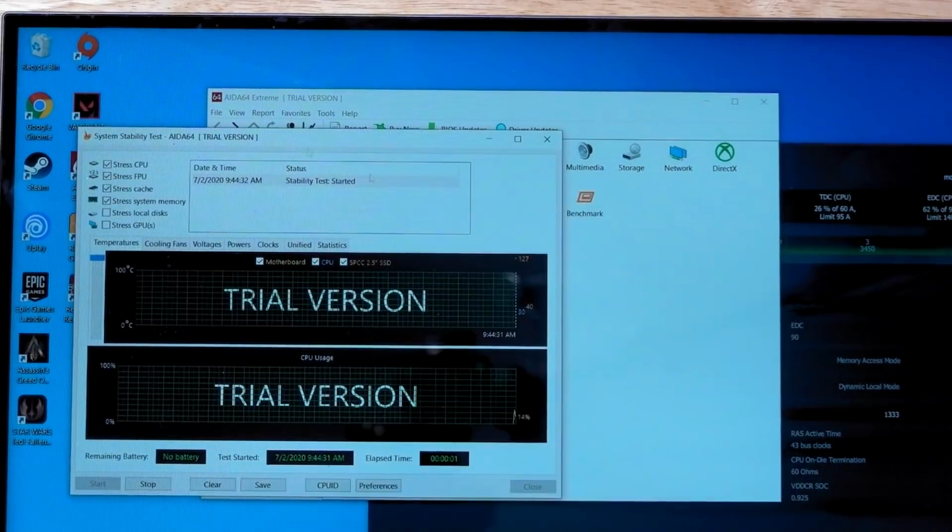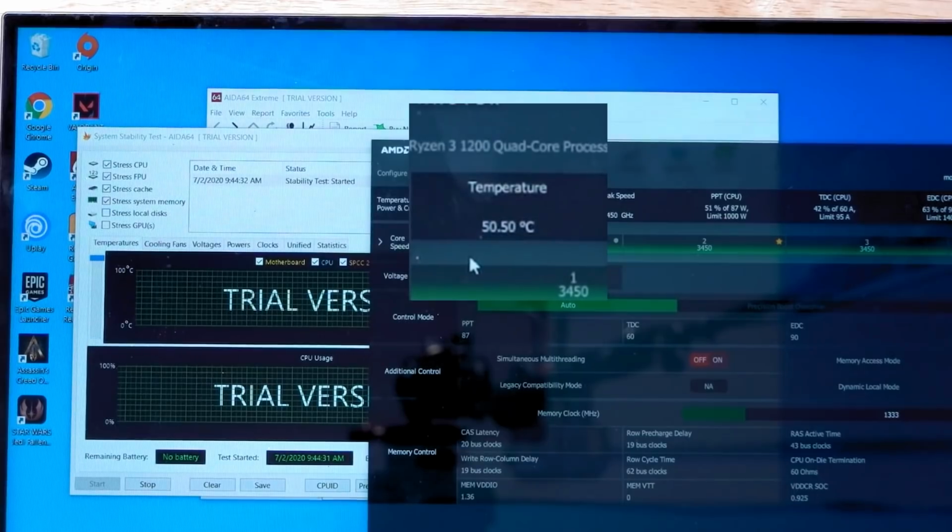We're gonna peg it to 100% and just watch these temperatures over the next 10 minutes or so and see what's going on. Honestly, we're at 53 degrees Celsius right now, which isn't terrible, especially compared to the stock cooler, which again, averaged 60 degrees after 10 minutes while doing the stress test.